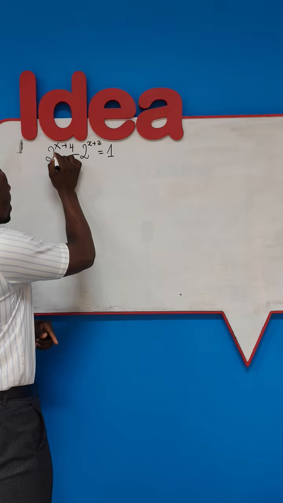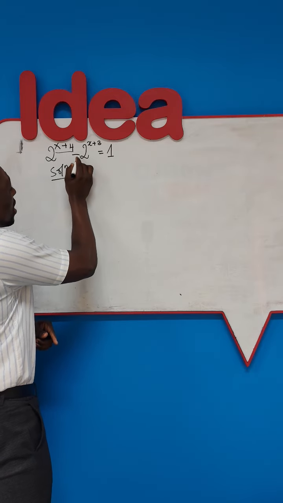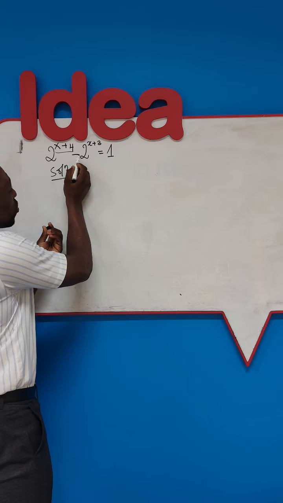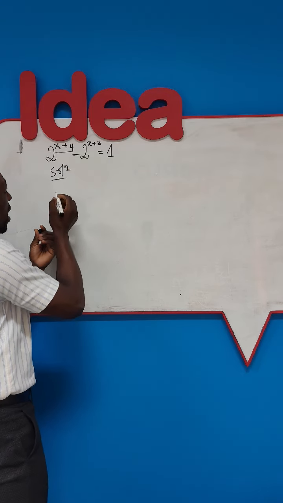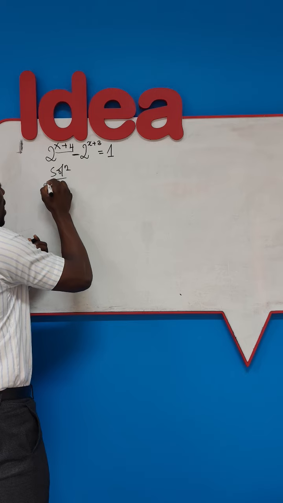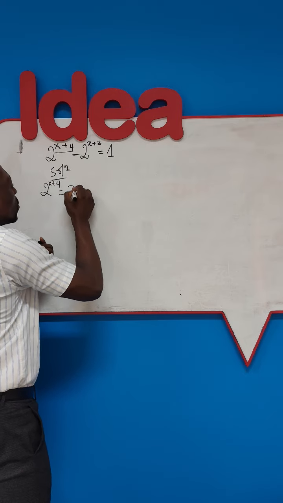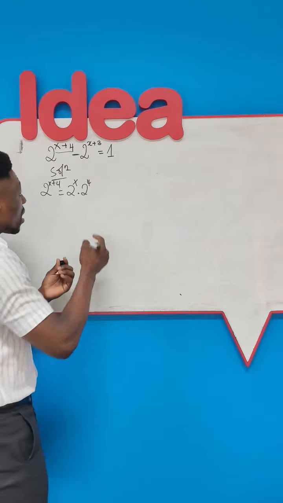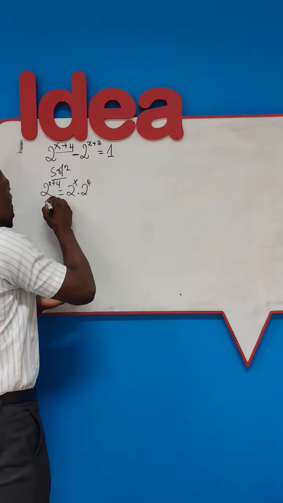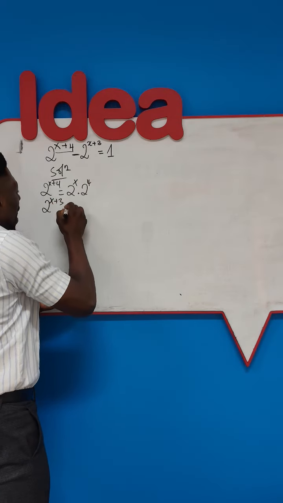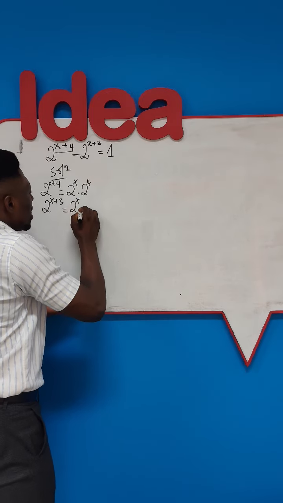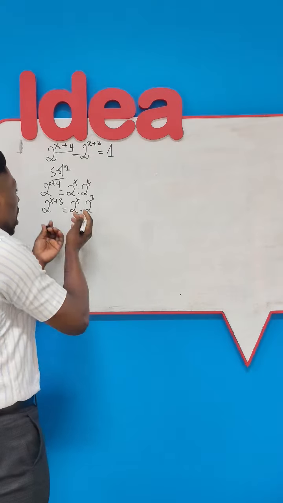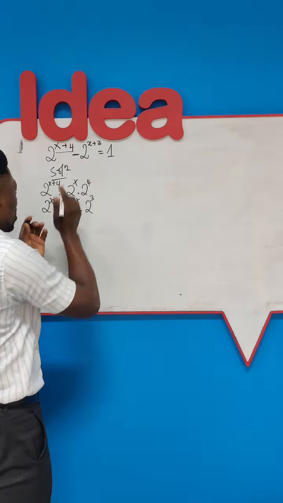The first thing is looking at this and this sign here. There's no law in indices that allows us to manipulate this in this way as it is written. On the other hand, we can express 2 to the power x plus 4 as 2 to the x times 2 to the power 4. Similarly, we can express 2 to the x plus 3 as 2 to the power of x times 2 cubed, like this. This said, we're now going to replace each of this in this equation.